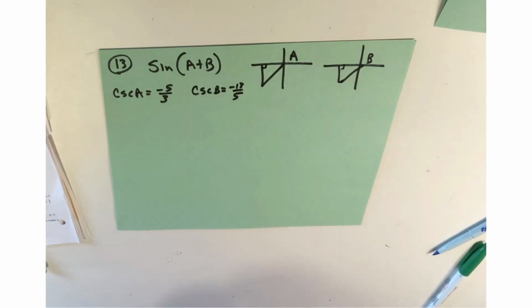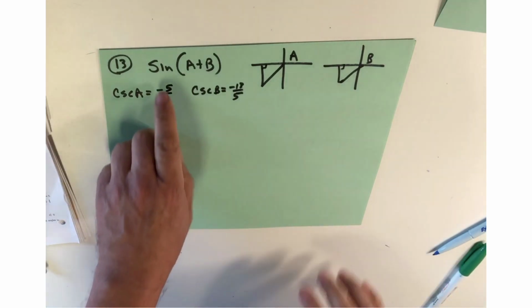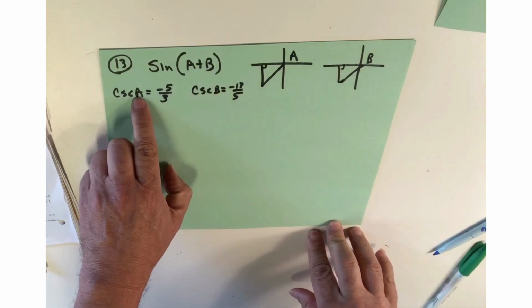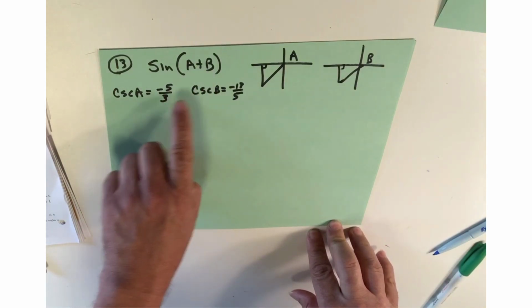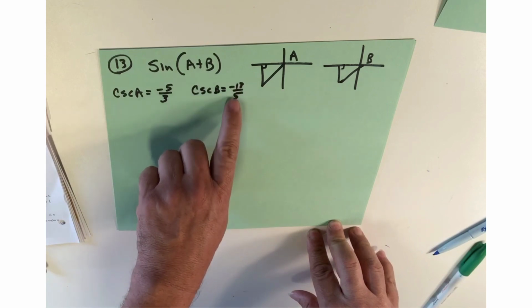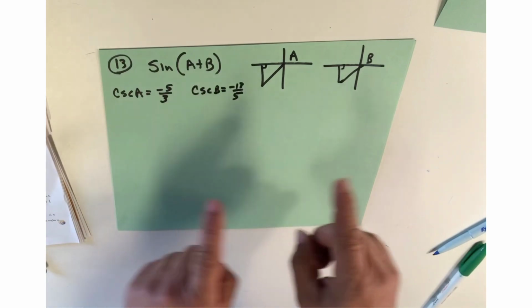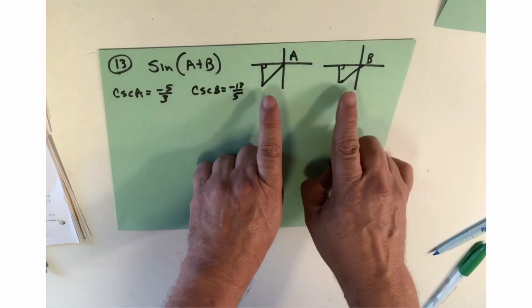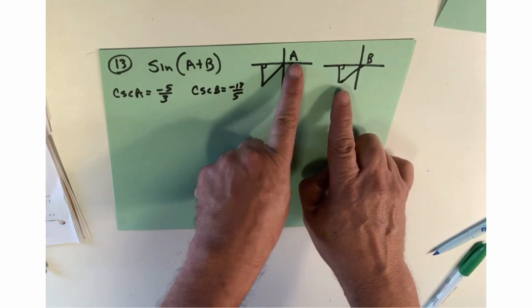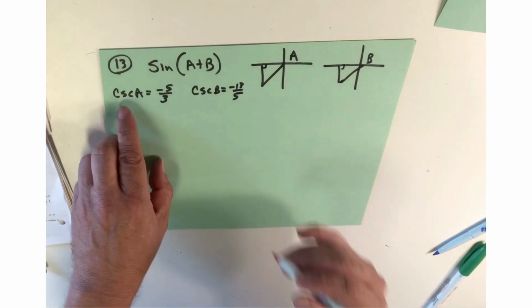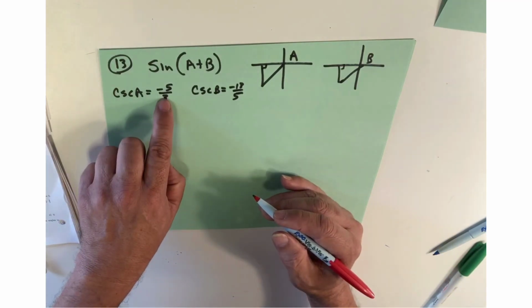Number 13, a little bit harder now. It says for you to find the sine of a plus b, when the cosecant of a is negative 5 over 3 and the cosecant of b is negative 13 over 5. However, it says that they are both in quadrant 3. So here are my two diagrams of a in quadrant 3 and b in quadrant 3. They're going to give me some values for me to play around with here, and that is that cosecant of a is negative 5 over 3.